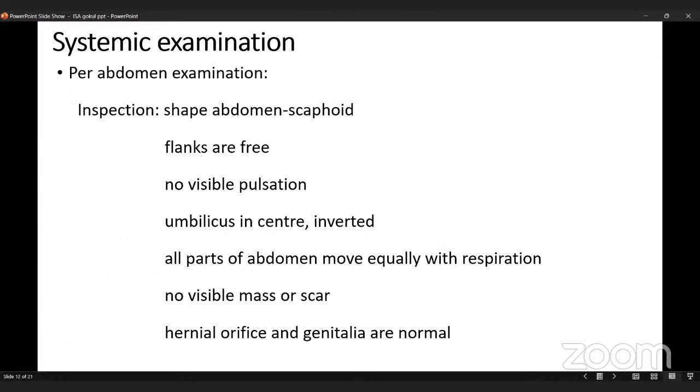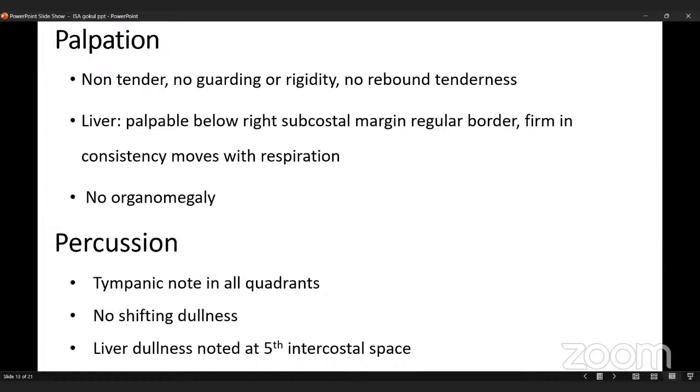So coming to systemic examination, per abdomen examination. Inspection: scaphoid in shape, flanks are free, no visible pulsation, umbilicus is central, inverted, all parts of abdomen move equally with respiration, no visible mass or scar, hernial orifice and genitalia are normal. On palpation: non-tender, no guarding or rigidity, no rebound tenderness, liver palpable below right subcostal margin, which is regular, firm in consistency, moves with respiration. No other organomegaly. Percussion: tympanic note heard in all quadrants, no shifting dullness, liver dullness noted at fifth intercostal space.